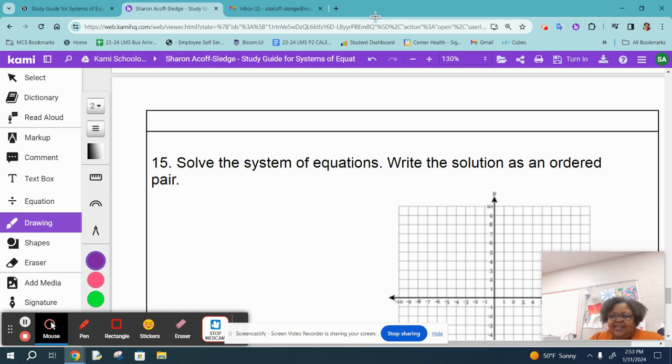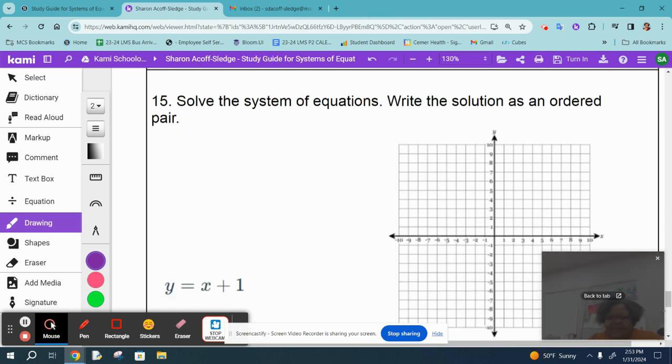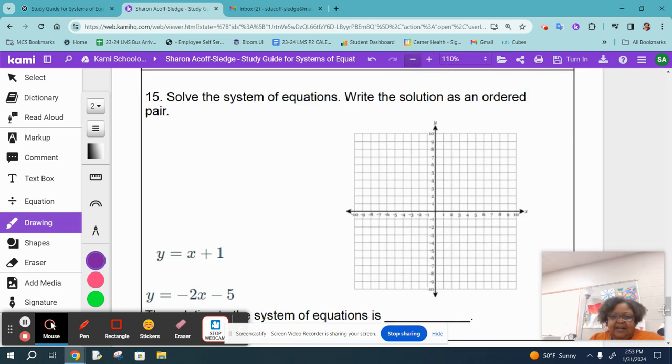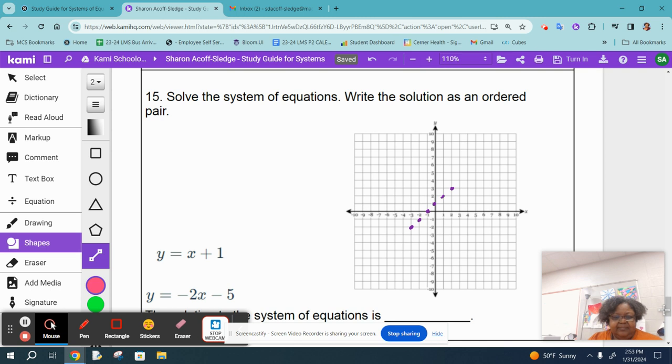Okay, now for this last one, make it a little smaller. It says solve the system and write as an ordered pair. So my y-intercept is 1, and my slope is 1. So up 1, over 1. And then I'm going to put some here. So I can go down 1 and back 1, and then draw my line.